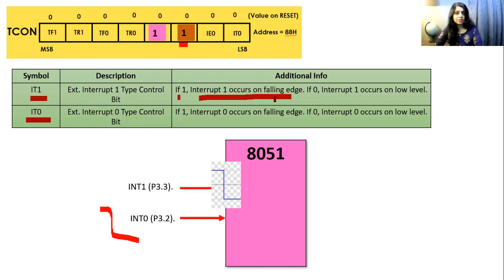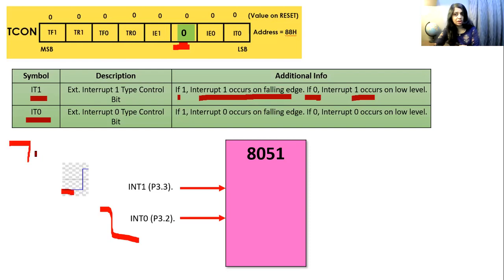Now what happens in the other case? That means if IT1 is not 1, but if IT1 is 0, then in that case the interrupt occurs on low level. That means the interrupt occurs here. Now it is not a falling edge, the pulse is not like this. The interrupt will not occur during this, but the interrupt will occur during this. There is a low level pulse. If there is a low level like this, then the interrupt will occur and this will be set to 1.